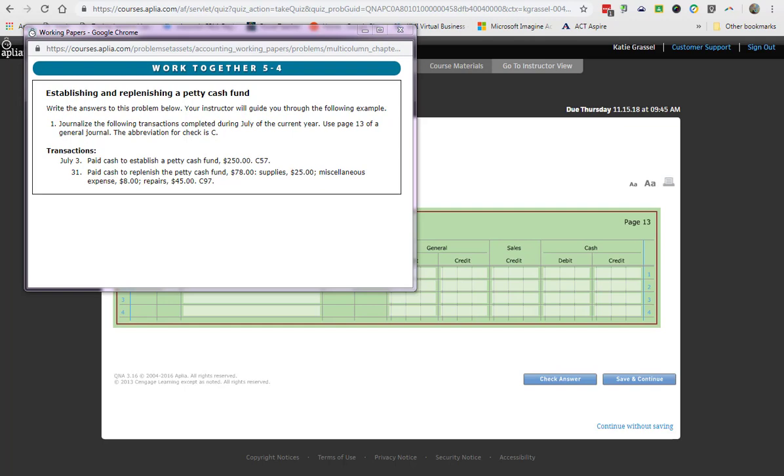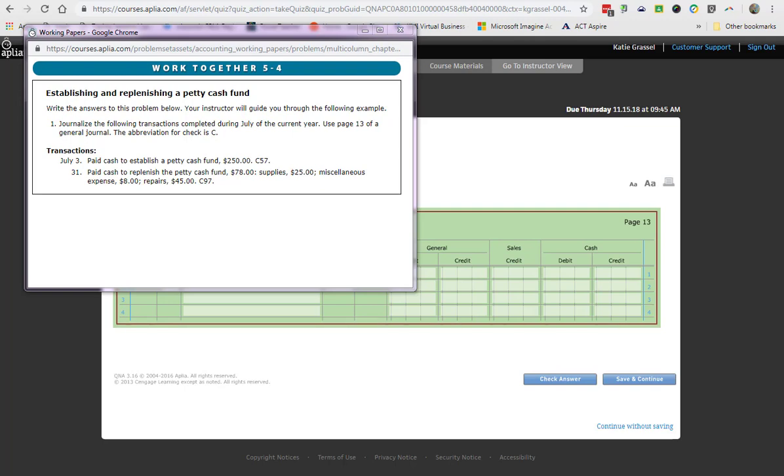So it tells us, paid cash to establish petty cash fund, $250, C57. What are my 2 accounts? Cash and petty cash. Okay, cash going up or down? Down, because we're writing a check. Our source document is a C for a check, so cash gets credited. So petty cash is therefore going up, because before this it was 0.